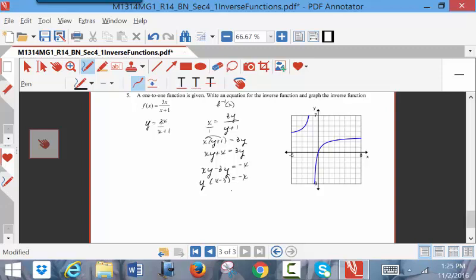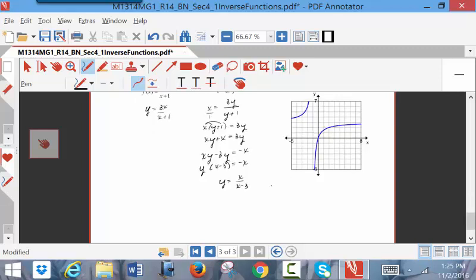So your last step to solve for y is to divide both sides by x minus 3. And so your inverse function is x over x minus 3. That is your inverse function.